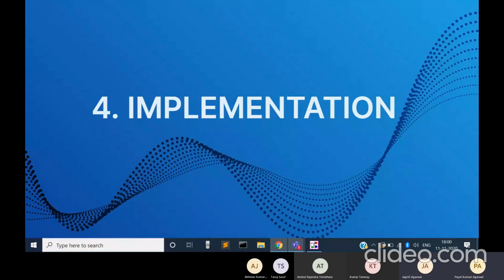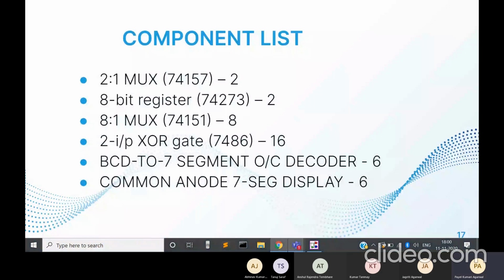Here we will see how the circuit is implemented. Here is the list of components used in the circuit for implementation. We have used a 2:1 mux for selecting between the key line and the feedback line. We have used an 8-bit register for storing the previous state. As we know, for rule 30, we need to know the previous state of the row to generate the next state. We have used an 8:1 mux, which is implementing rule 30 of cellular automaton. We have used 2-input XOR gates for encrypting and decrypting the data. For displaying the data, we are using the common anode 7-segment display.